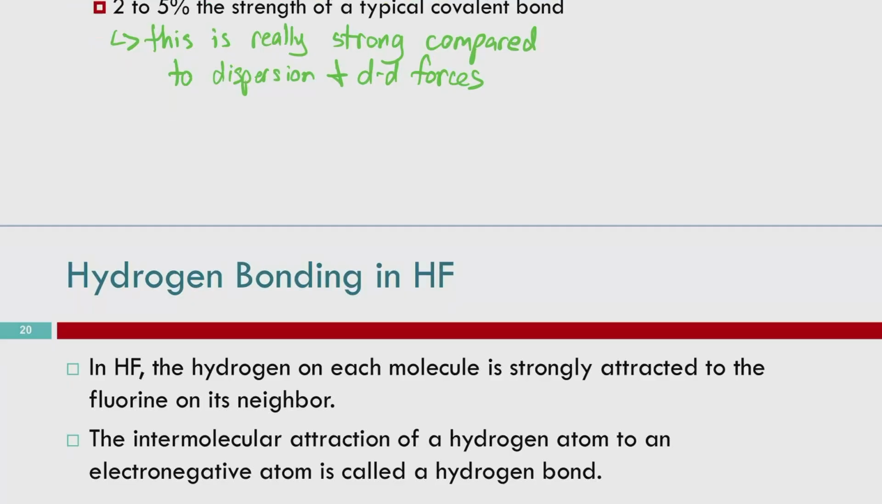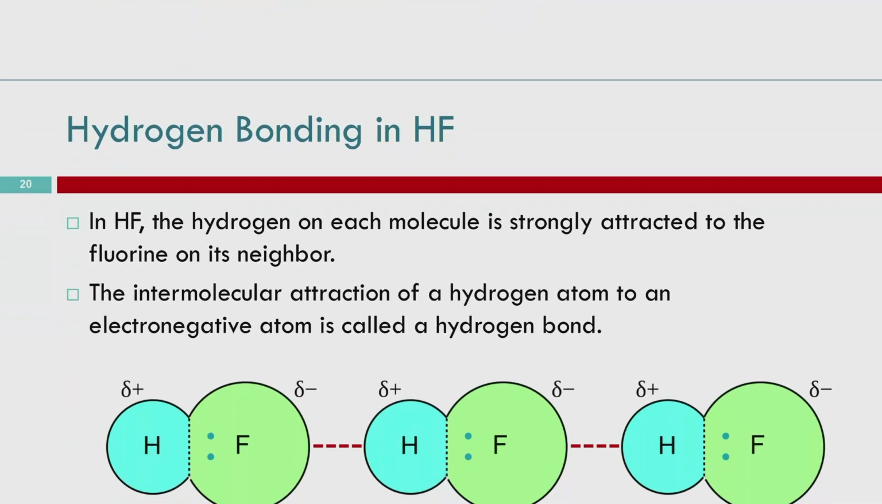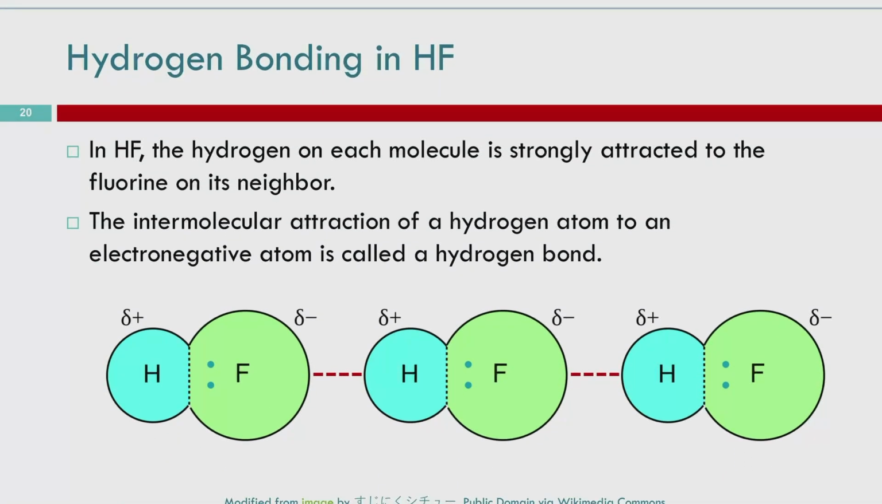So let's look at HF, hydrofluoric acid. In HF, the hydrogen on each molecule is strongly attracted to the fluorine on its neighbor. So we've got a bond between hydrogen and fluorine using a space-filling model. The size of the sphere is like the electron cloud. They're kind of overlapping here in the middle. If they were being shared evenly, these electrons would be right on this line. They are not being shared evenly. Fluorine is the bully of electronegativity.